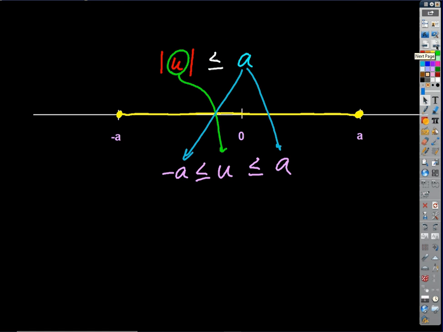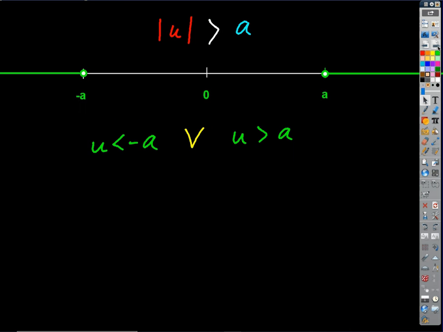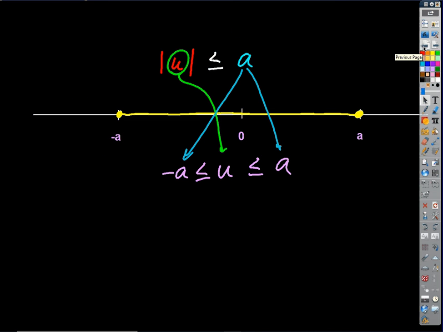Okay, if we extend that to inequalities though, we have to be a little more careful because there are two different paths we can go down. If we have an isolated absolute value that's less than or equal to a number, that's going to give us a different result than if we have an isolated absolute value that's greater than a number. So let's take those one at a time.